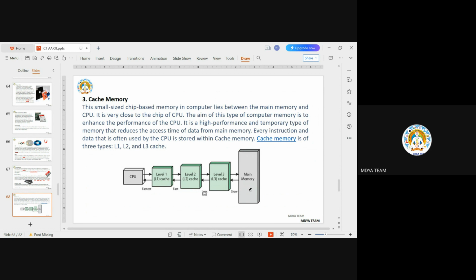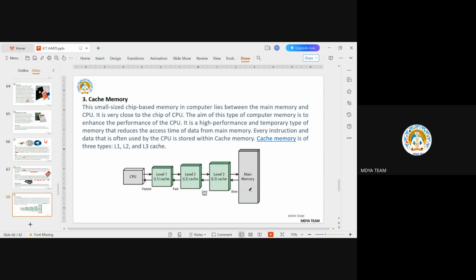So every instruction and data, understand it like this. When I am typing some text, just one page, not more than that, just one paragraph, that paragraph will be stored in the cache memory. You can understand it like that, because its memory space is less than the main memory.